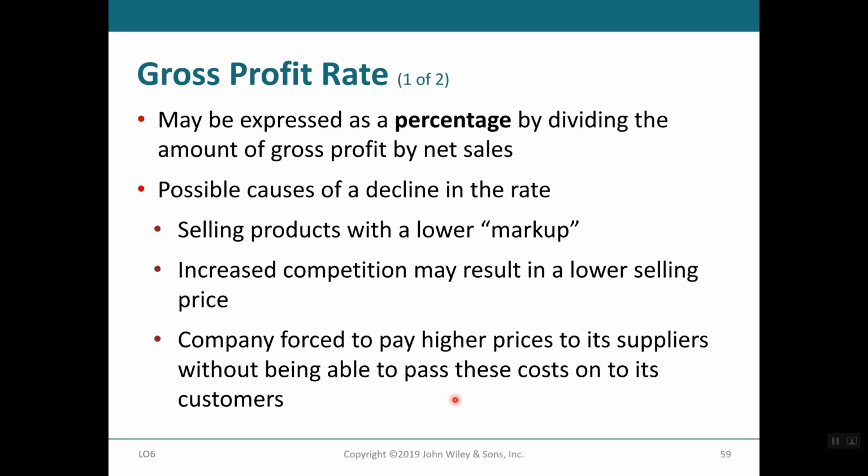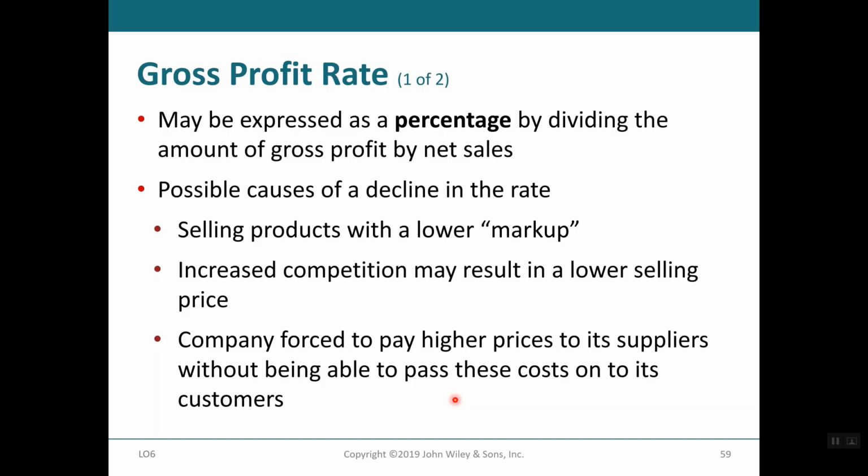So you see that you're selling products with a lower markup. If you're selling product with a lower markup, that means your cost of goods sold is high. You bought the goods for 90 and sold them for $100, right? That means you're selling it for a very low markup. Then increased competition may result in a lower selling price. If you have a competitor who is also selling, that may result in a lowering selling price, because you want to sell at a lower price so that you can increase your sales.